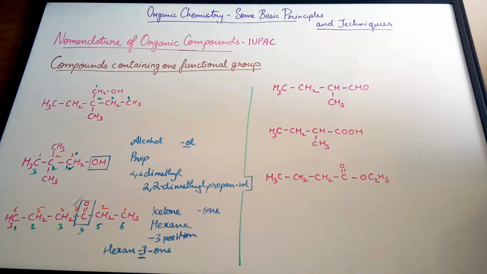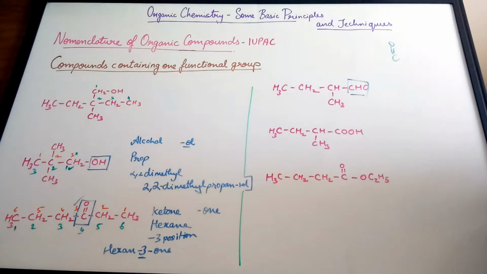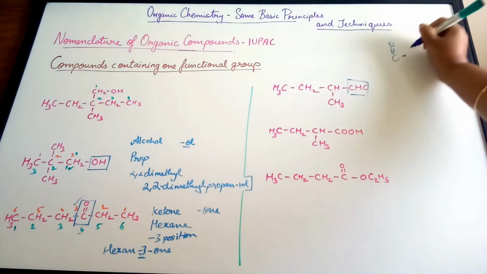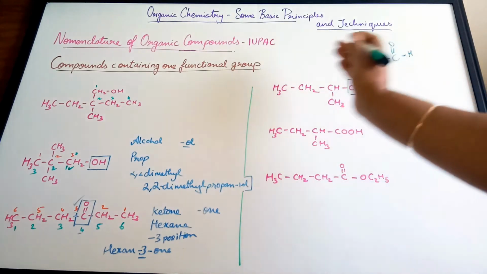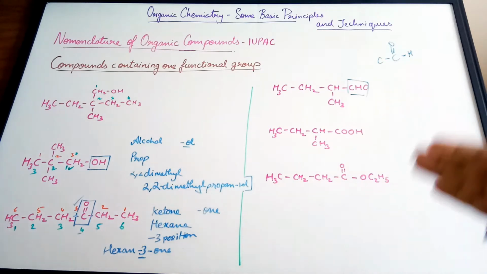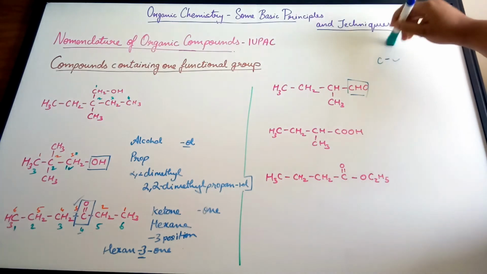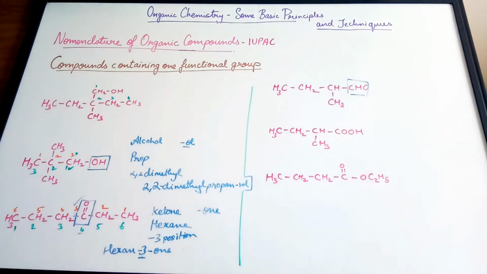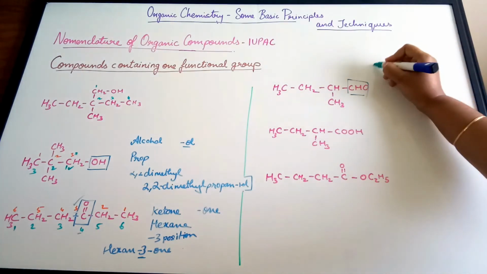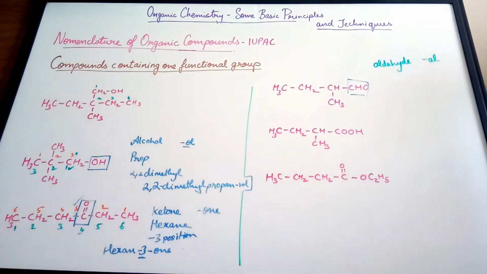So here the functional group is CHO. So I'll expand and write it. Basically here you have a carbon bound to an oxygen, and one side is bound to a hydrogen, the other is bound to a carbon chain. In case of a ketone, it was bound to a carbon chain on both sides, but in case of an aldehyde, it has a hydrogen instead of a carbon. So in case of aldehydes, its suffix is al.